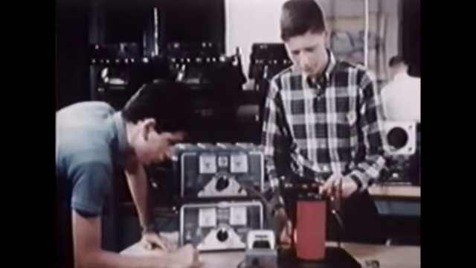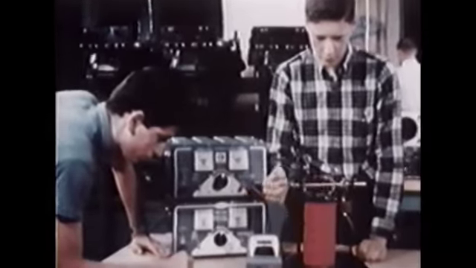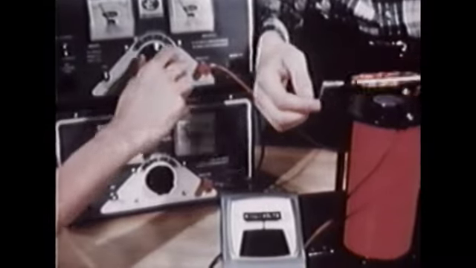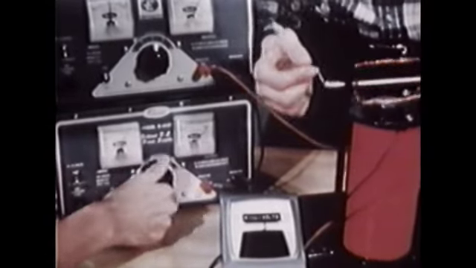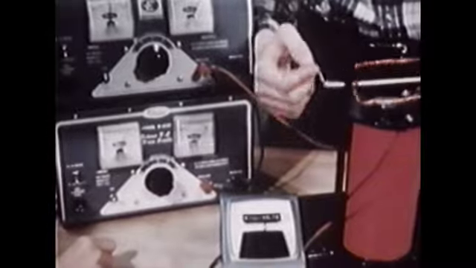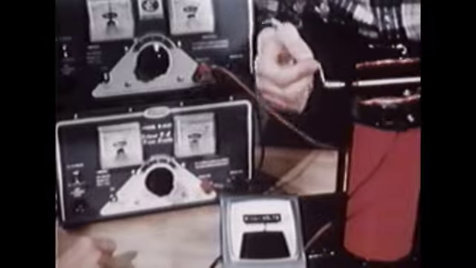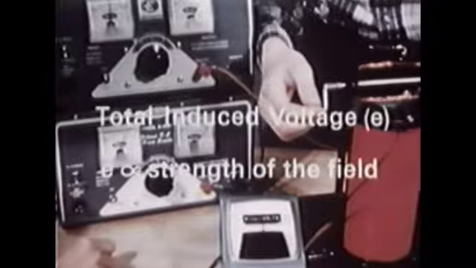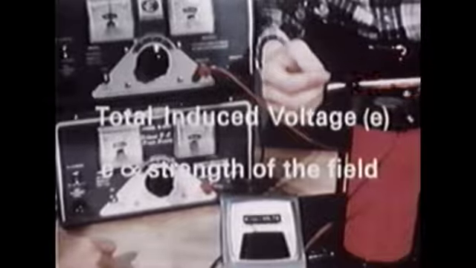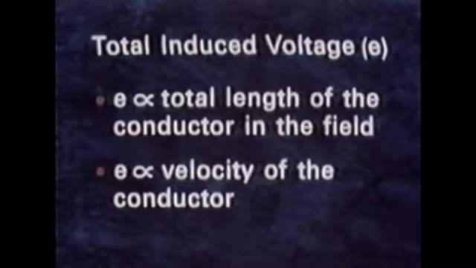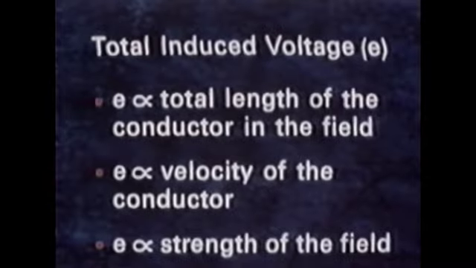The third factor determining the total induced voltage is the strength of the magnetic field. To demonstrate this, we will substitute an electromagnet for the permanent magnet, allowing us to control the strength of the field. If we now increase the DC current that excites the magnet, the field of the magnet becomes stronger, and we find the stronger the field, the greater the induced voltage. Induced voltage then depends on three factors: the total length of the conductor in the magnetic field, the velocity of the conductor, and the strength of the field.